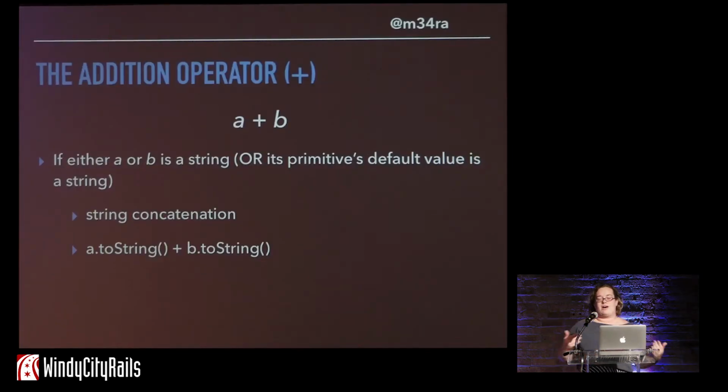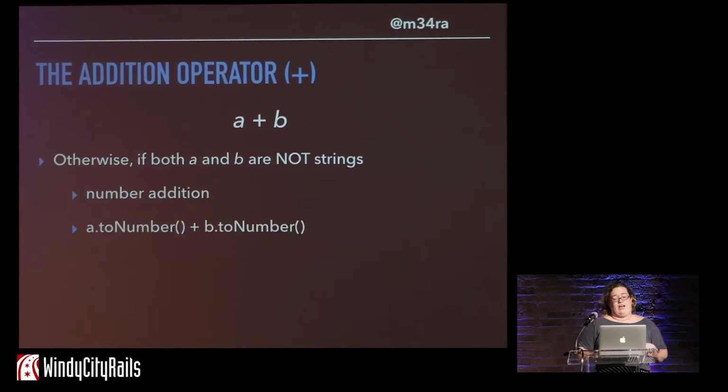So this is a little bit of a modified version of our earlier model. For the expression a plus b, if either a or b is a string, or its primitive's default value is a string, which is something that we're going to learn about soon, we're going to do string concatenation, and if we need to coerce either of our operands to a string, we're just going to go ahead and do that. Otherwise, if both a and b are not strings, we're going to do number addition, and again, if we need to do coercion here, we're just going to go for it.